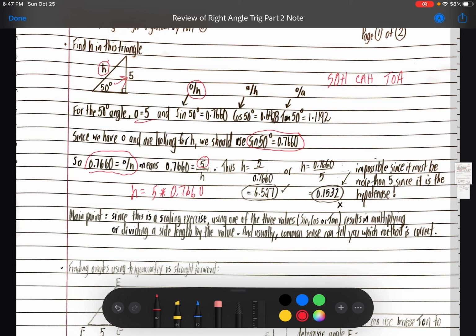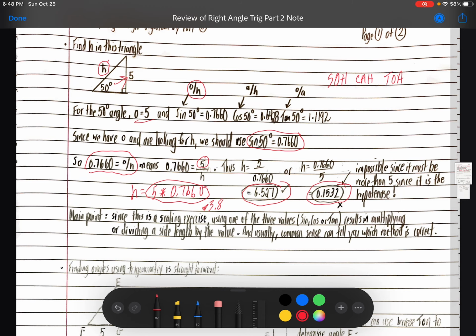So if you look at this value here, there's no way that 0.1532 can be the answer, and there's no way that whatever this evaluates to, which is probably about 3.8, roughly, sorry, 3.8. There's no way it can be 3.8, because the hypotenuse has to be more than 5. So you know that this is the answer, right?